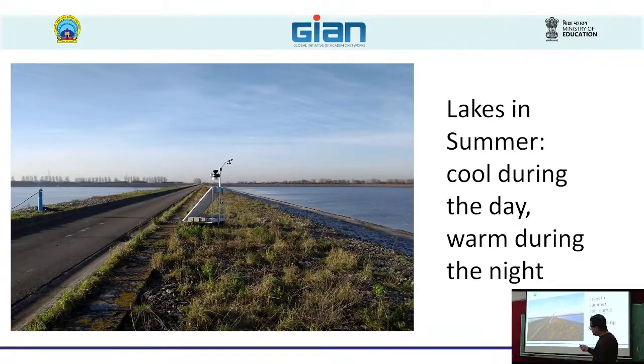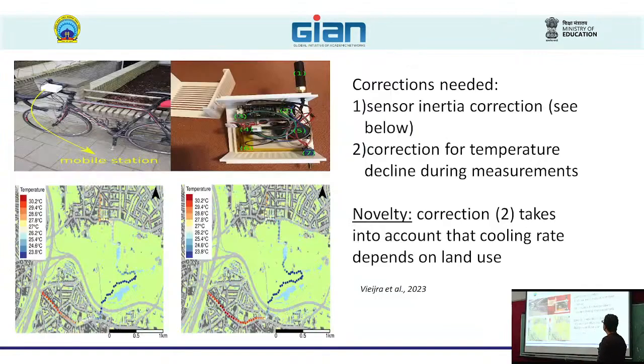We also have a lake. It's not a natural lake, it's an artificial lake here in Belgium, and we put measurements there too. We could find that in summer, the lakes are cool during the day and warm during the night. But this you know. During the day you have a cool island, and during the night you have a warm one, because the temperature of the water is higher than the temperature of the land. So that's why you have warmth during the night.